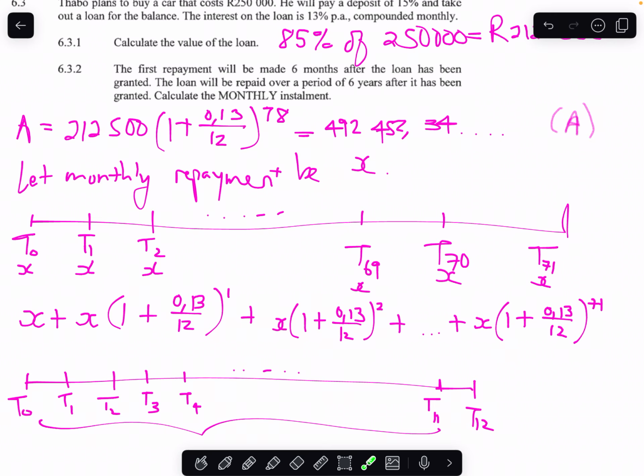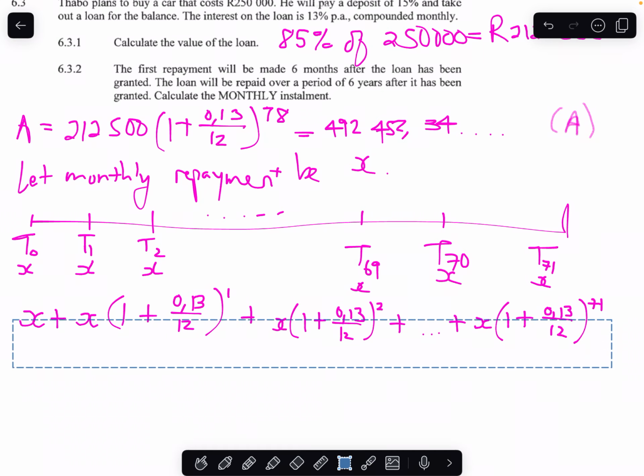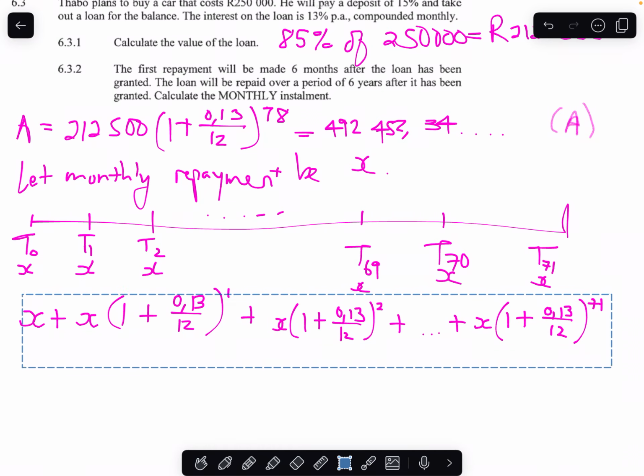Oh, wow. Okay, so this is also just me being silly, because now I'm reading the question again. Oh, golly, guys. The English says the loan will be repaid over a period of 6 years after it has been granted. It gets granted here at T0. That's where it's granted.